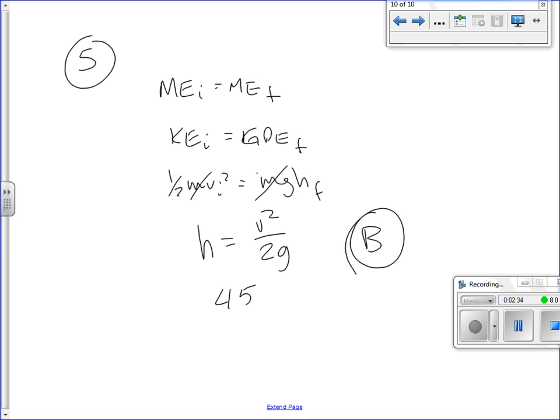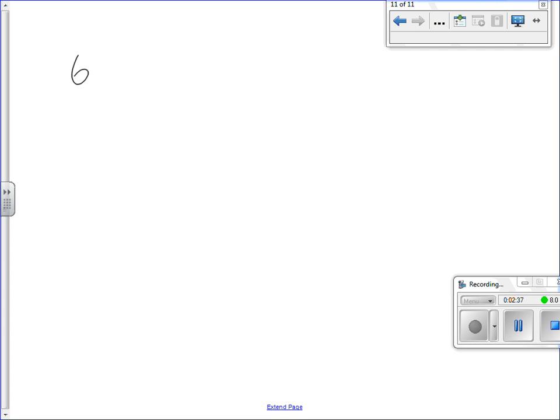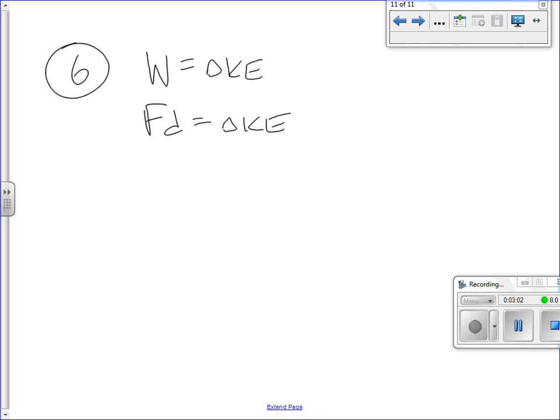Yes. Go ahead. 6. How far will it travel? What am I doing? This sounds to me like one of these. That might turn into one of these. How far will it travel? d is, well, mv squared over 2. There's the kinetic energy.